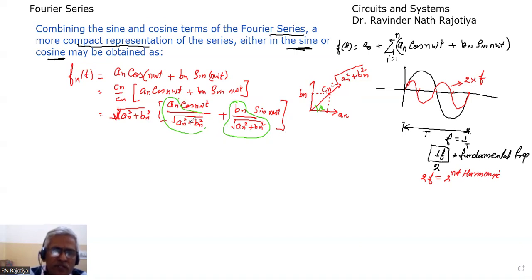So therefore writing for this as cos of theta, and for this sine of theta n, and putting this value back in these places, my equation will turn out to be square root of an square plus bn square into cos of theta n into cos of n omega t plus sine of theta n, that is this term, dot sine of n omega t.